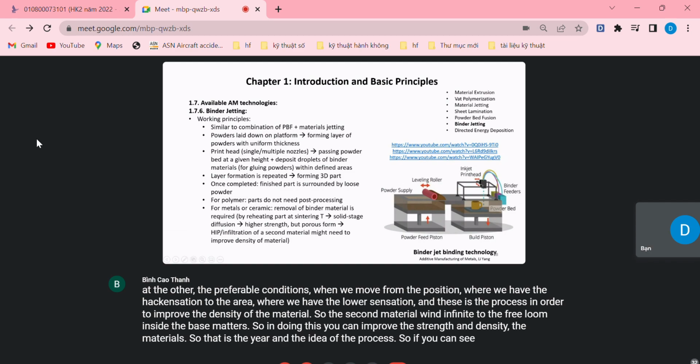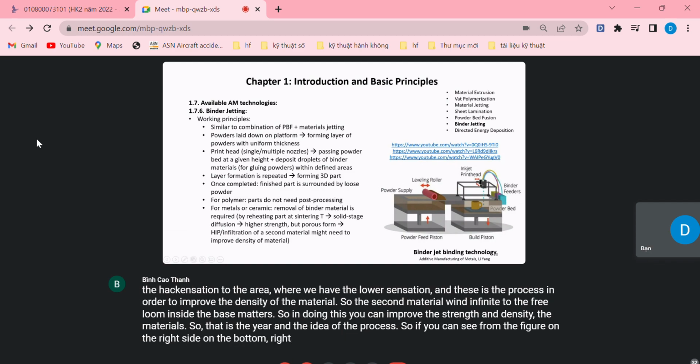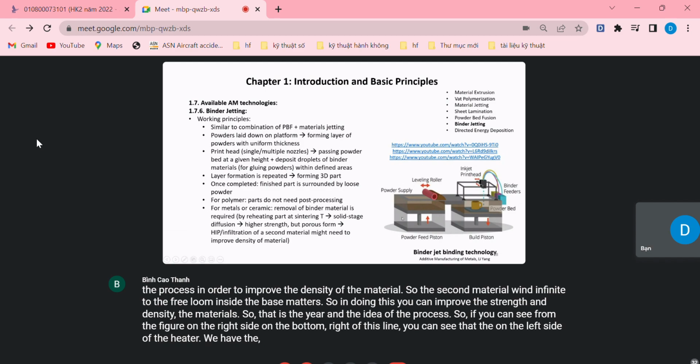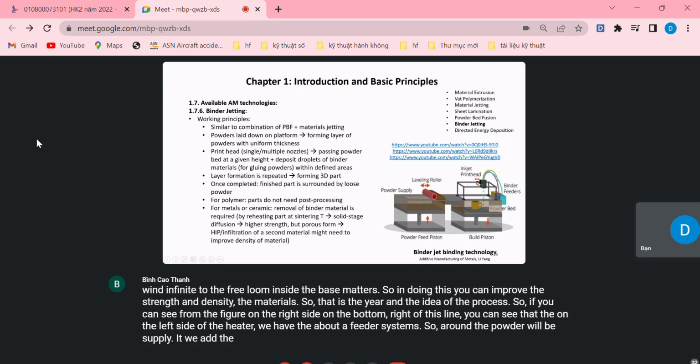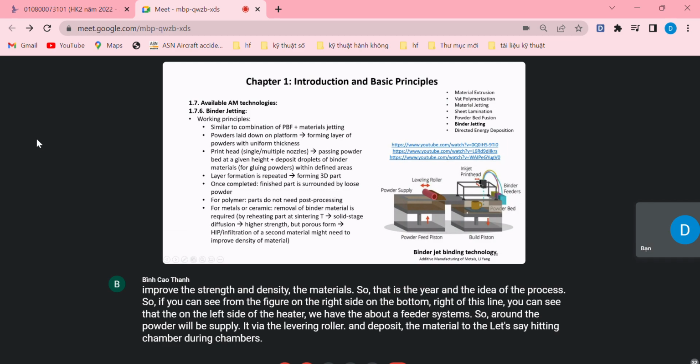If you look at the figure on the bottom right of this slide, you can see on the left side of the figure the powder feeder system. The powder will be supplied via the leveling roller and deposited into the, let's say, building chamber above the substrate plate or the building plate, whatever you have.